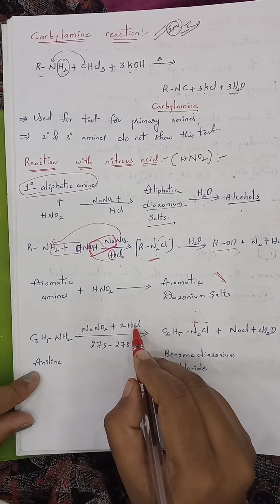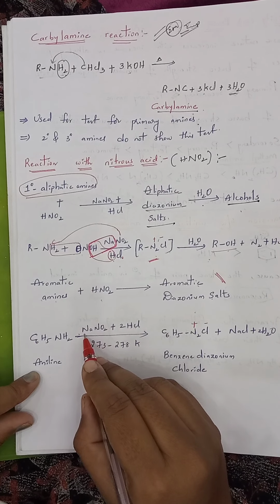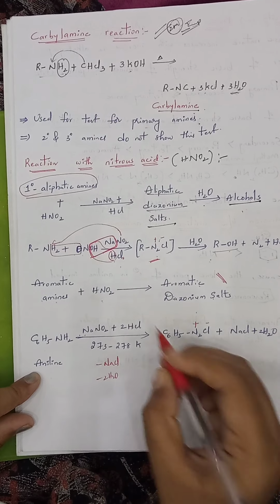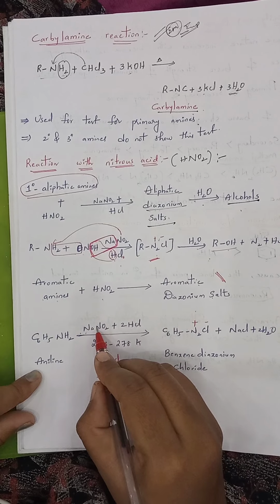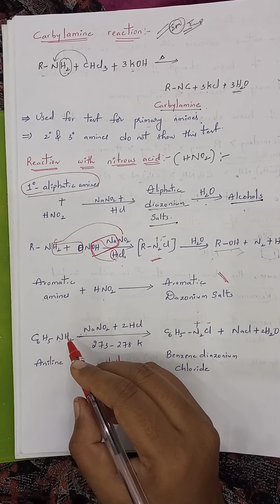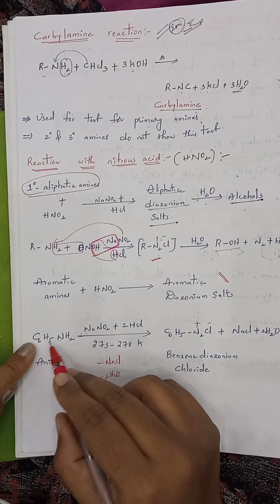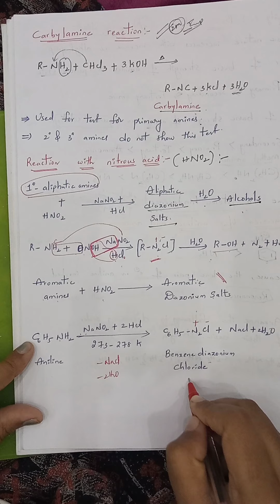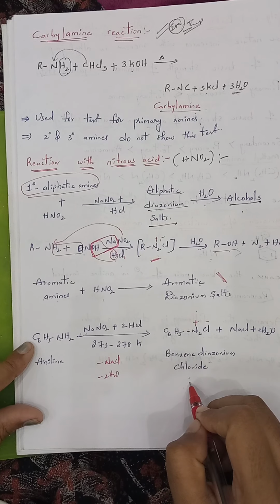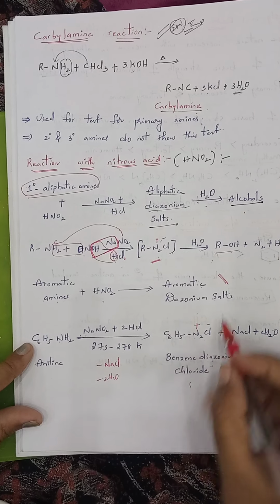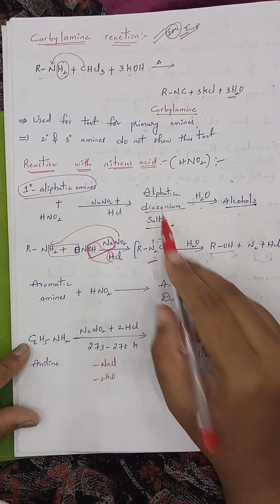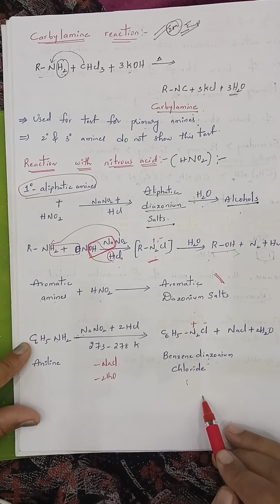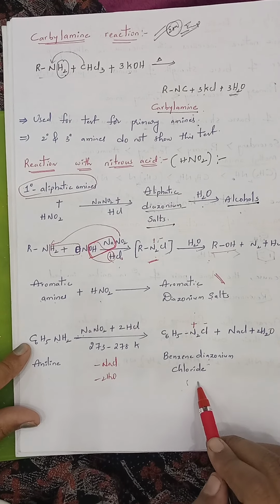This nitrogen and 2Cl. In that, 1 Cl reacts with sodium, releasing NaCl, 2H2O, and that 1 Cl and 1 nitrogen react with the nitrogen, converting into C6H5N2Cl. This is called benzene diazonium salt. The same N2Cl present on an aliphatic chain is called aliphatic diazonium salt. If it is present on benzene, we call it benzene diazonium salt.